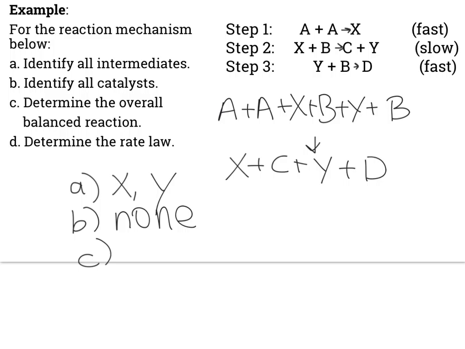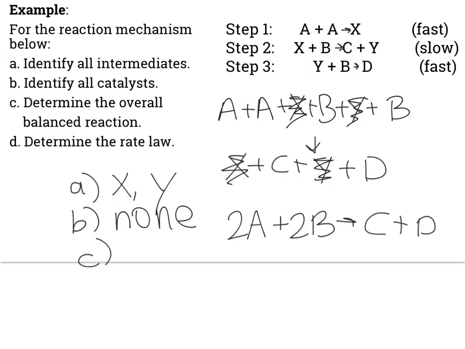Then write whatever's left. We have an X, we have an X. Y, Y. That's it. So we combine like terms, and we get 2A plus 2B produces C plus D. And this is really the balanced equation we'd have. But that doesn't really tell us anything about our rate law or anything. It doesn't give us an idea of really what's going on. So we have to actually find our rate law for this.